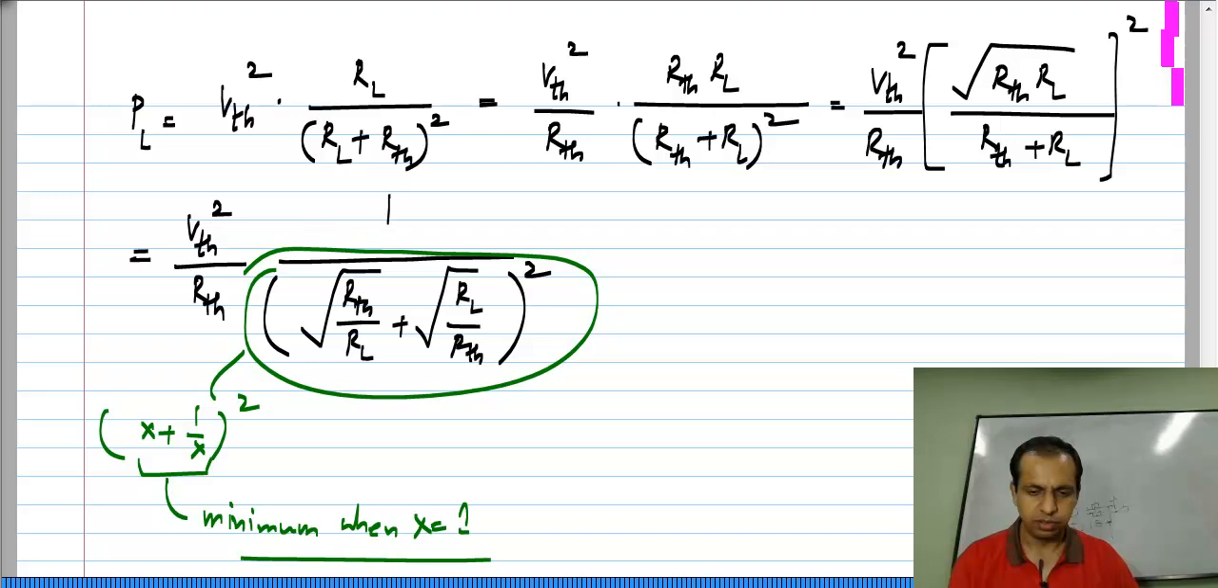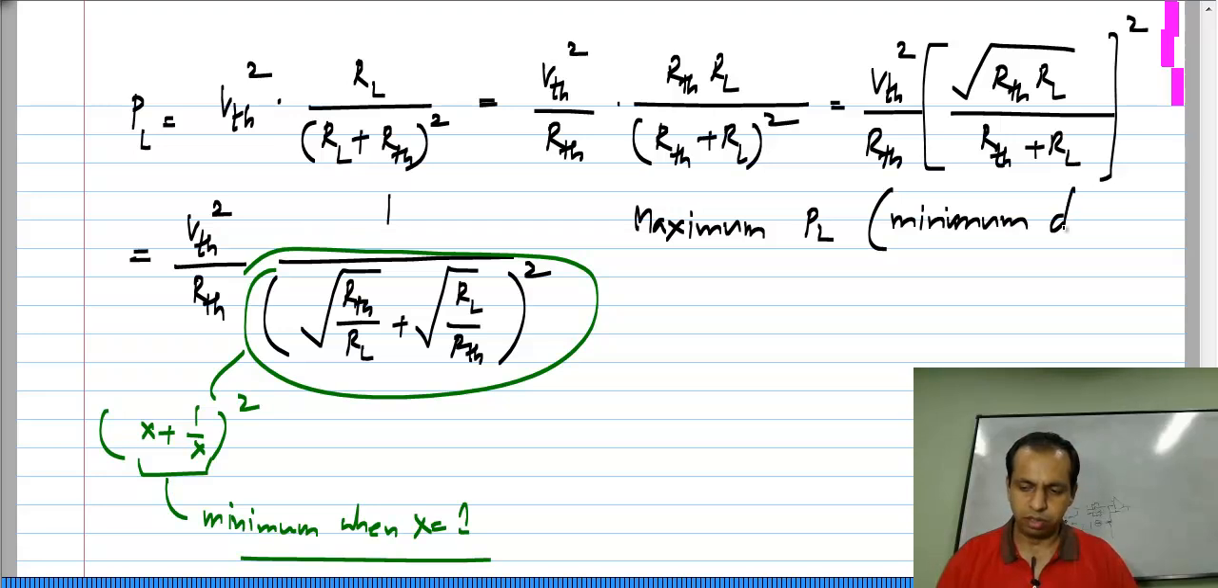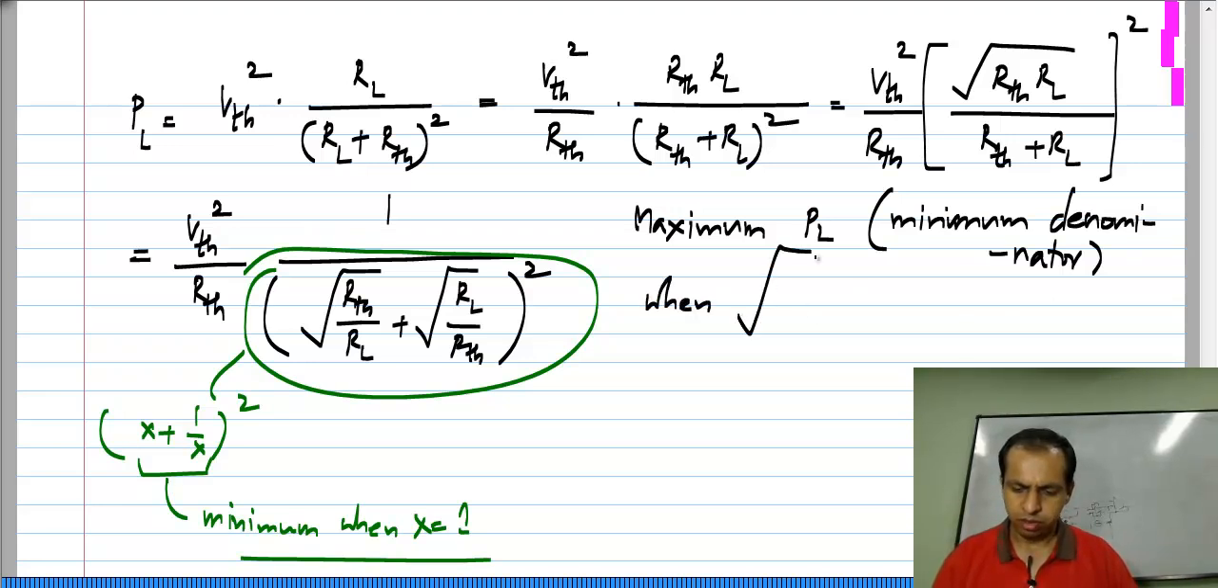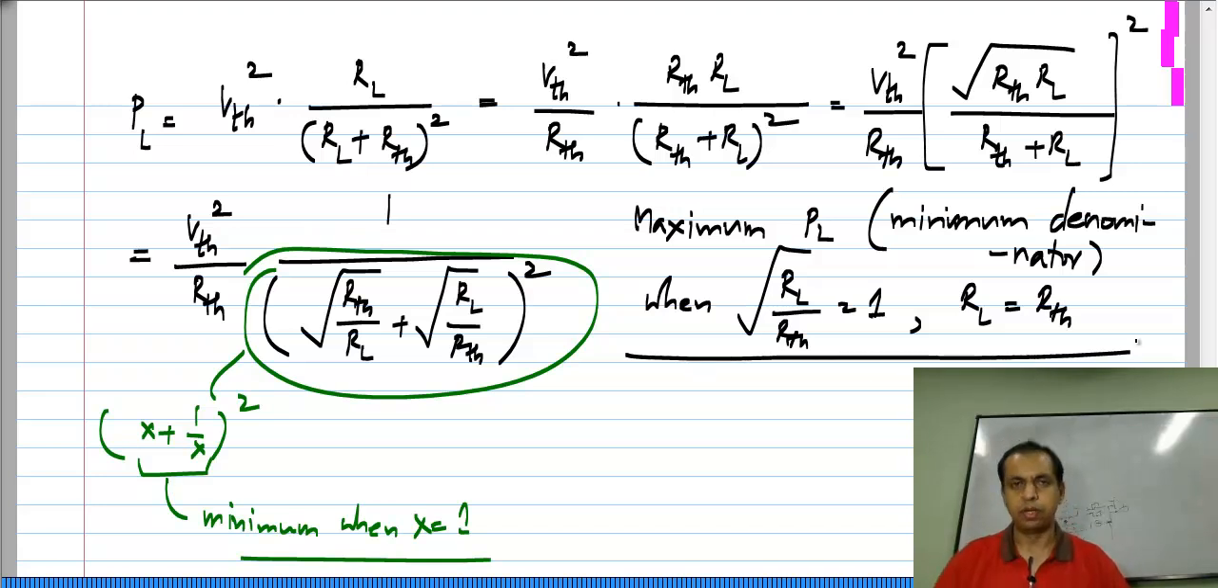Okay. In other words, the maximum of PL, which occurs when the denominator is at its minimum, when square root RL by RTH is 1, or RL equals RTH. Okay, so another way of deriving the same result.